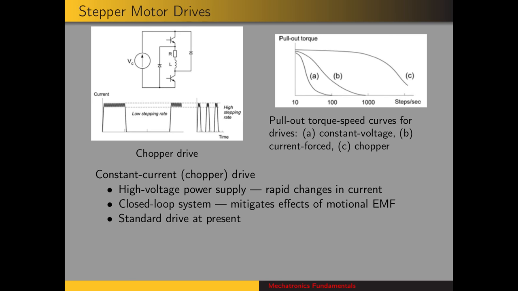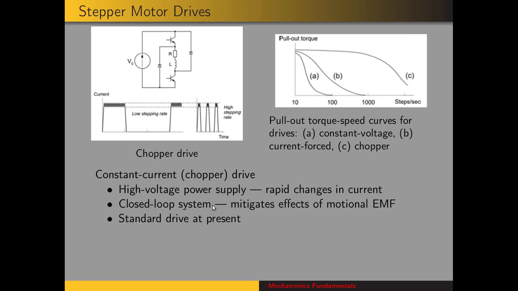So now we come to the third type, which is the constant current chopper drive. This too has a high voltage power supply, so we get rapid changes in current. It's a closed loop system. The system is monitoring the current through the winding. And one effect of this is that it can mitigate the effects of motional electromotive force. And those have been left out in the previous slides. They were just simplified current versus time plots.